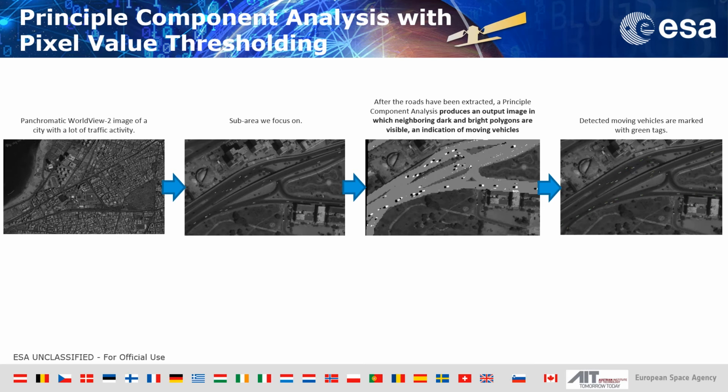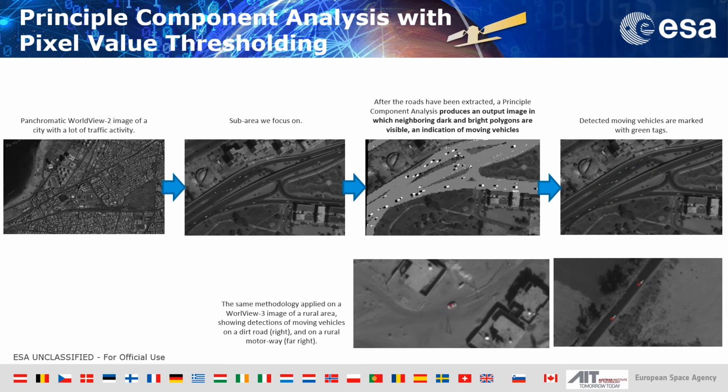The detected moving vehicles are marked with green tags here. This is the output and the result. So principal component analysis combined with pixel value thresholding produces this output on the right-hand side image. This is an urban area, but this is also applicable to a rural area, which you can see in the image below.